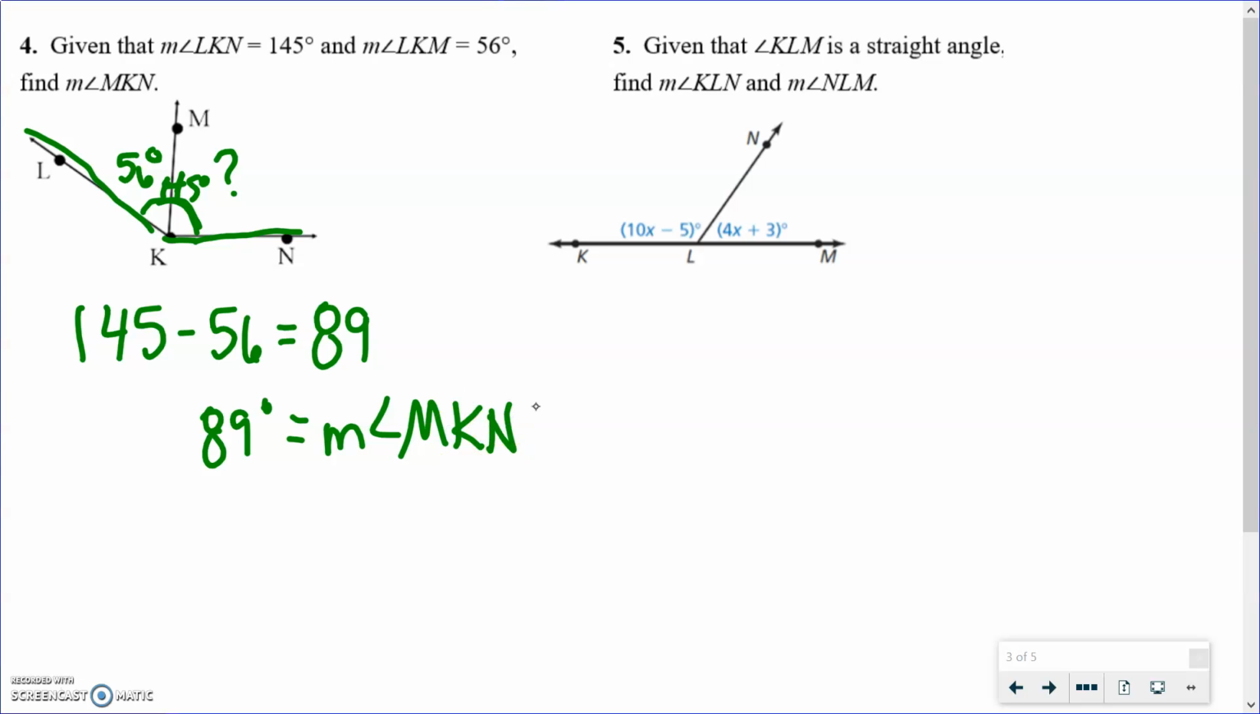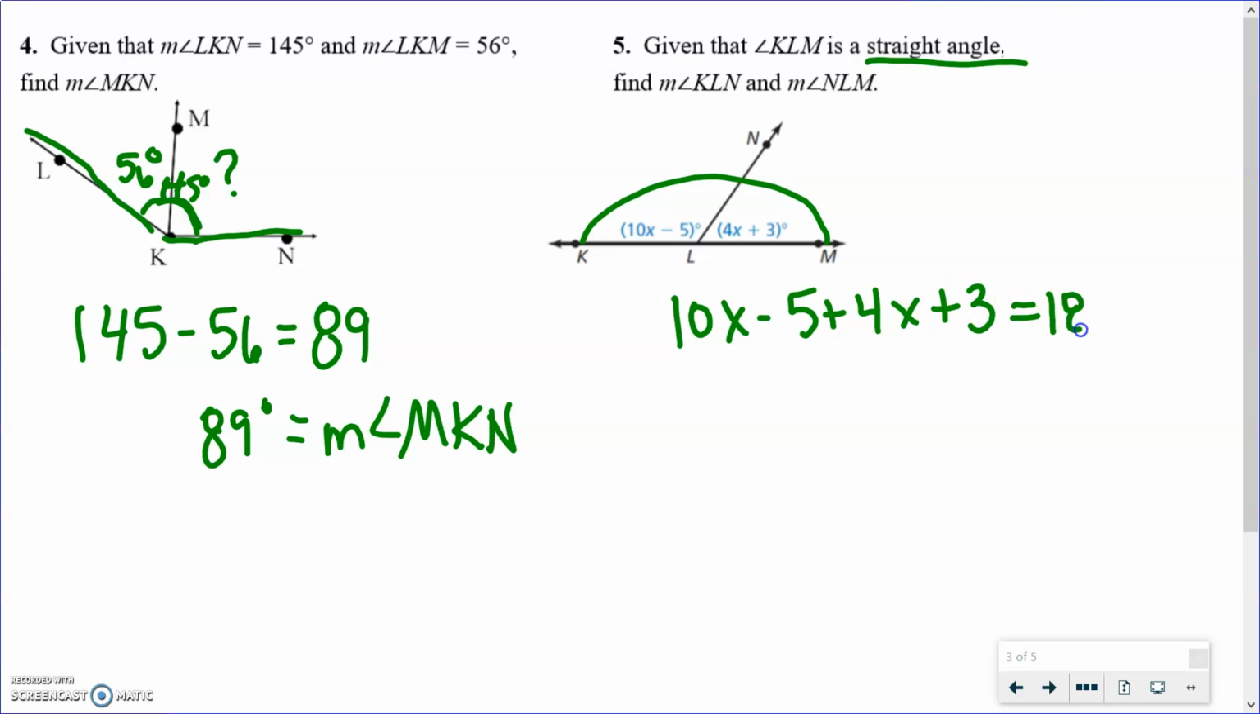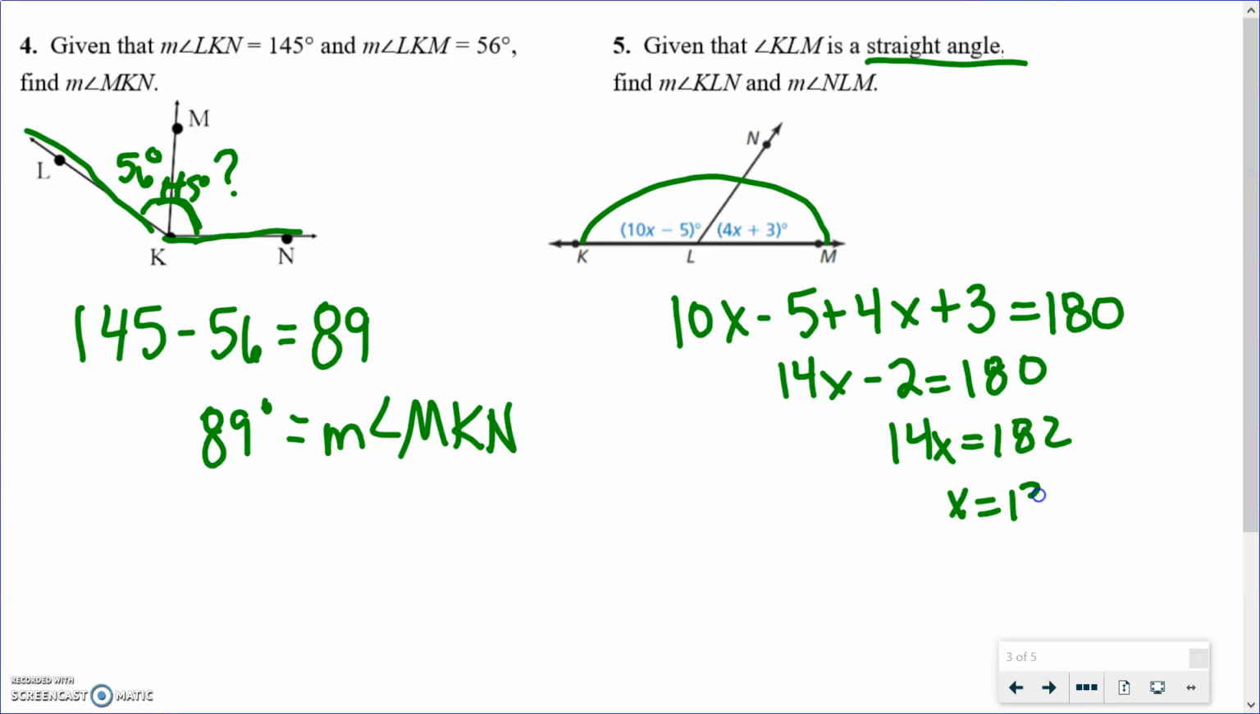Okay, now let's look at this next one. You have to look at this or read that it is a straight angle, which means the entire thing is going to be equal to 180 degrees. So we know that if we add 10x minus 5 plus 4x plus 3, that is going to give us 180 degrees because it is a straight angle. Okay, and then we can use that to solve for x and then plug it back in to get the measures of those other 2 angles. So I'm going to combine like terms and get 14x minus 2 equals 180. And so 14x is 182, and so x is 13, okay?